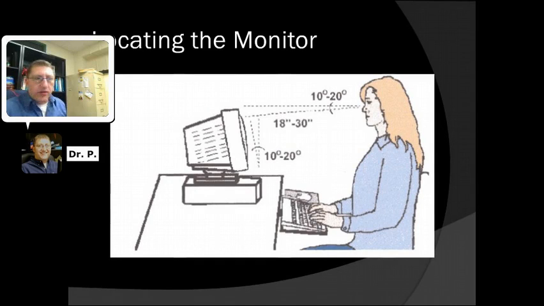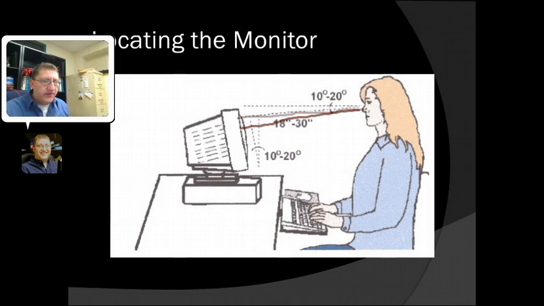Real quick, here's an example of illustration, I guess, of putting some of these distances and angles in practice. You can see the tilt of the monitor. You can see the lower line of sight. Now here they actually have the line of sight 10 to 20 degrees to the top of the monitor. That's really not perfect. You really want to go 10 to 20 degrees to the middle. But still, you can see her eyes are just slightly below the top.